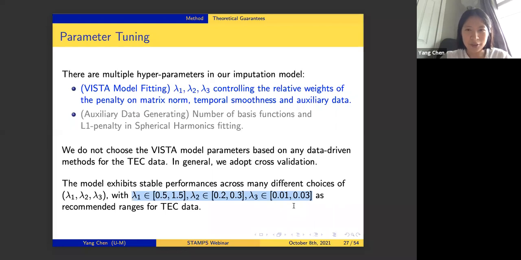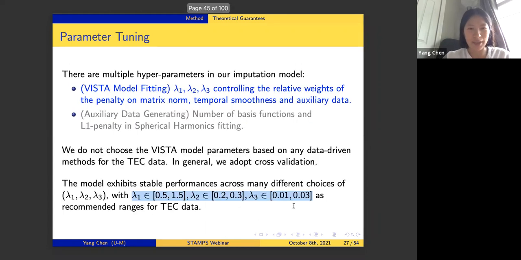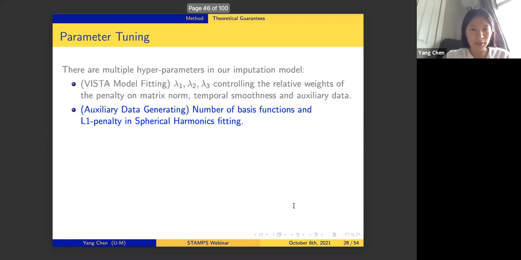And in our numerical studies, I can also show that even if you don't do a full cross-validation, you can still achieve very good performance as compared to the ground truth. And also, I just want to mention that as compared to competitive methods in the literature, our method actually stands out in terms of non-sensitivity to the tuning parameters.